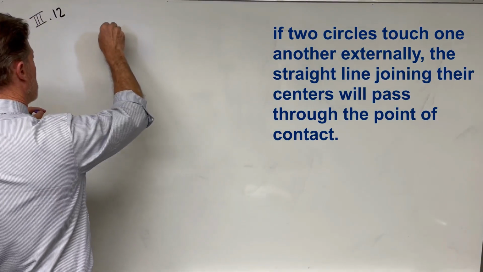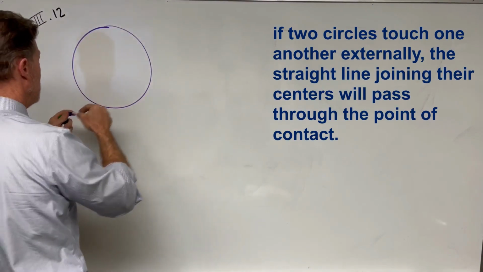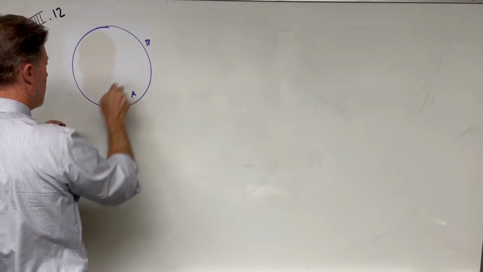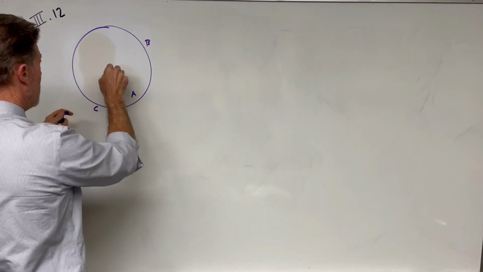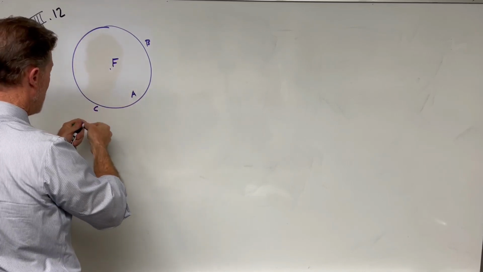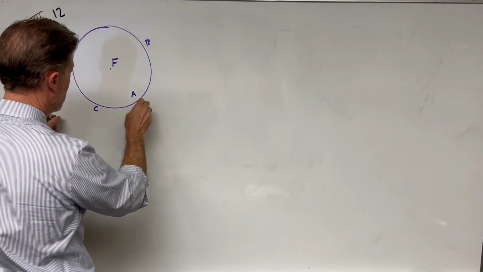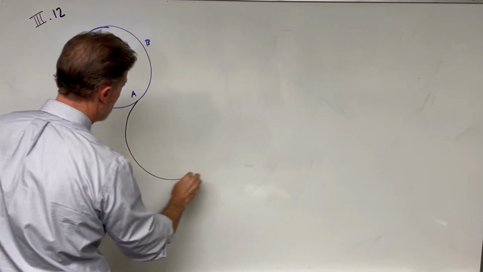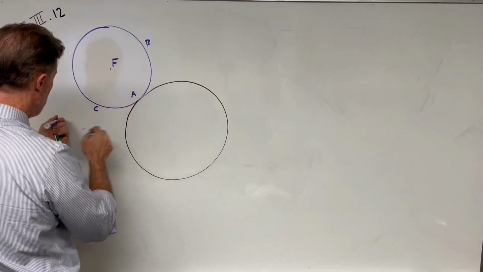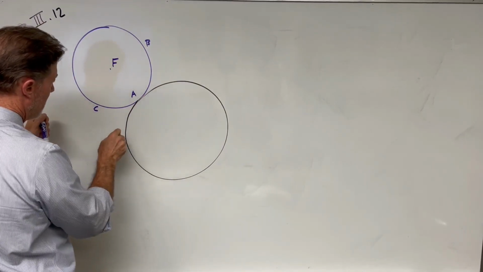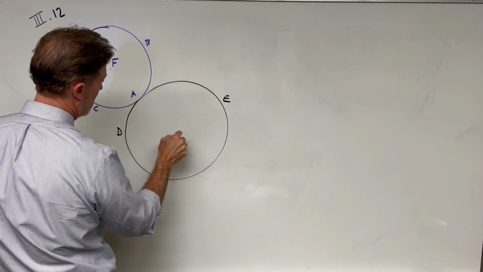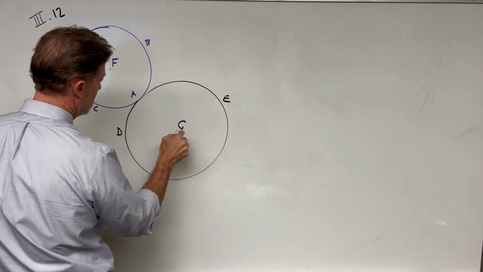Let's start with circle ABD. We're going to call this A, ABC. Okay, and if we take the center of that circle and we call this F, and we have another circle that touches it externally, okay, and we call this circle ADE. We take its center and we call this, say, G.